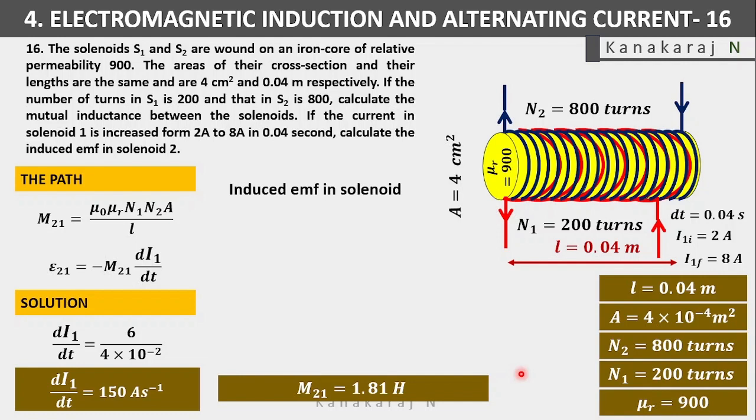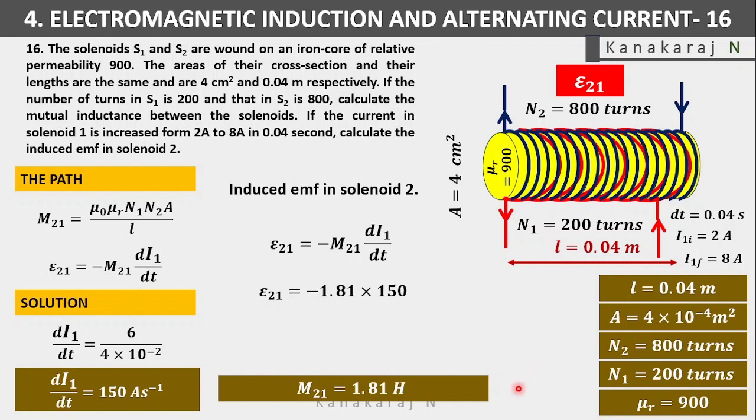Good. Let us find the induced EMF in the second solenoid. Epsilon 21 equals minus M21 di1 by dt. So epsilon 21 equals minus 1.81 into 150. We found that di1 by dt equals 150 and M21 equals 1.81. When we multiply these two, we get epsilon 21 equals minus 271.5 volt.